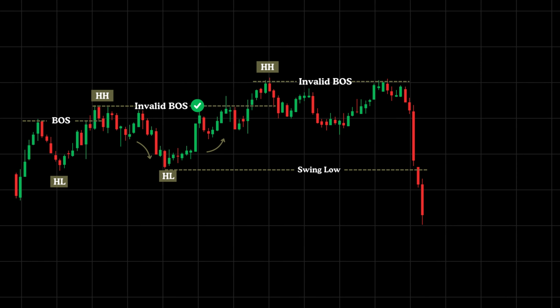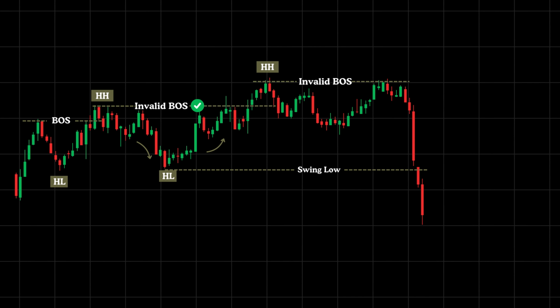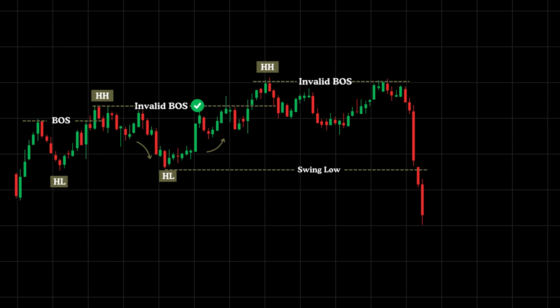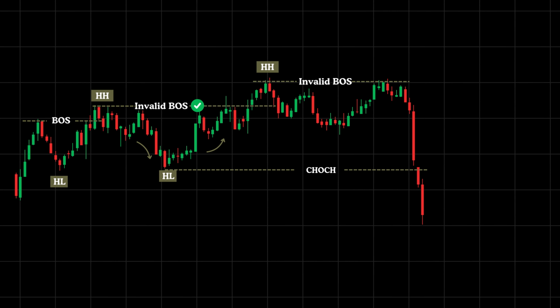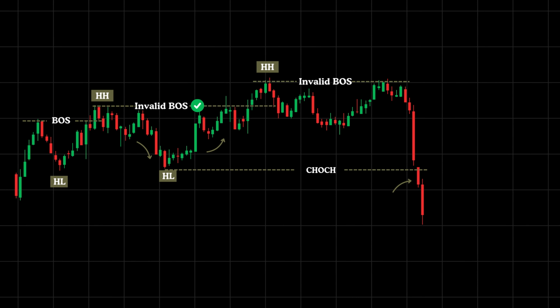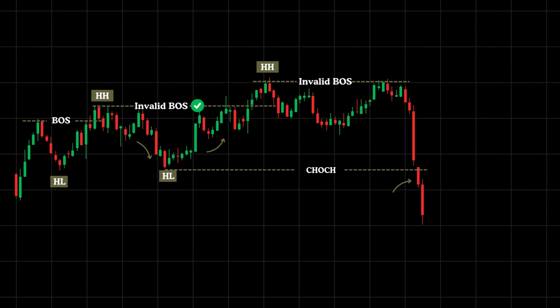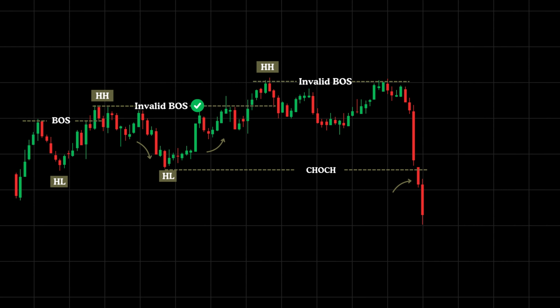This rule is crucial to understand, as only then will you be able to map the structure on the chart accurately. Now, our swing low remains at its earlier position. But here, instead of breaking the swing high, the market, while following its bullish trend, breaks the swing low.